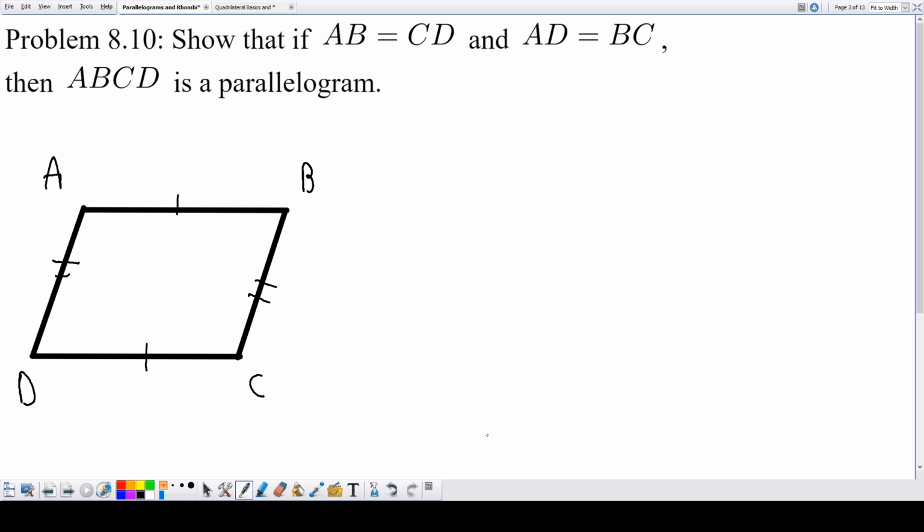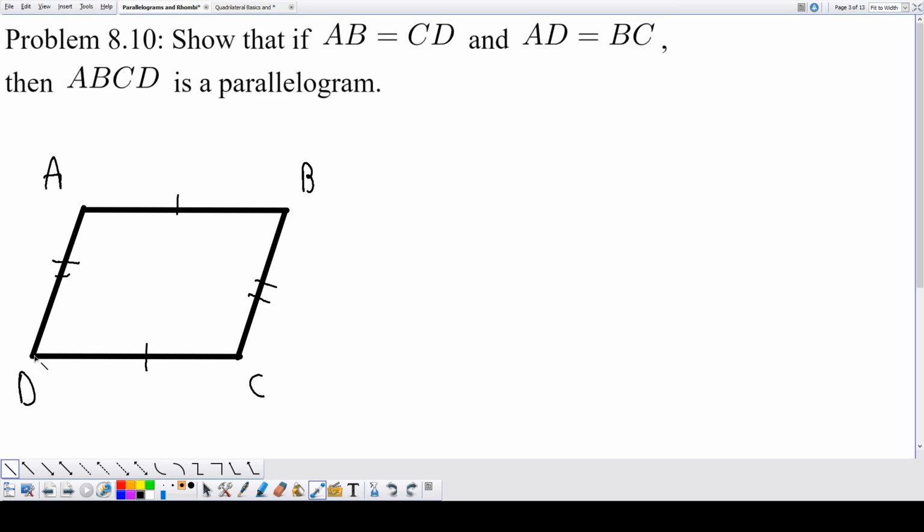angles like A and D were supplementary to each other. So maybe if we can show something like that, we can get our proof. And when we want to show that stuff is equal to each other, we use triangle congruence properties. So let's make a triangle out of this problem, and maybe we can figure out what we're dealing with.